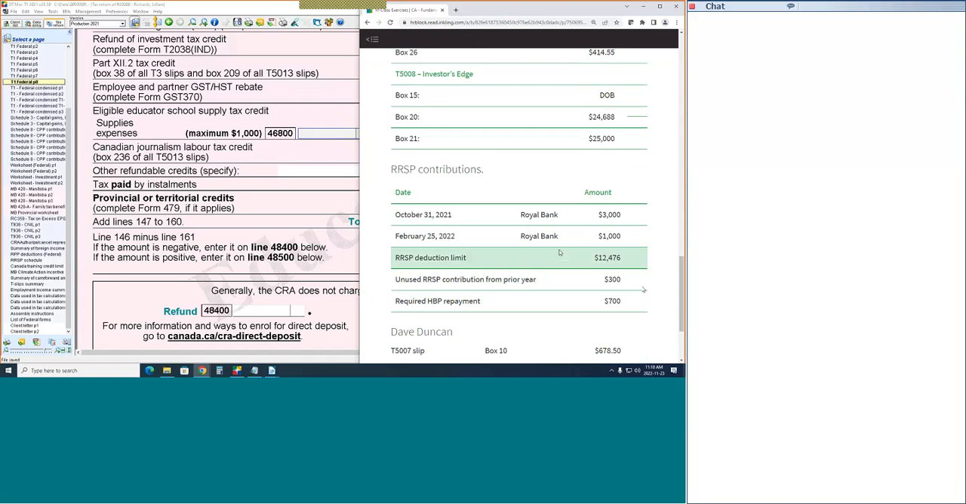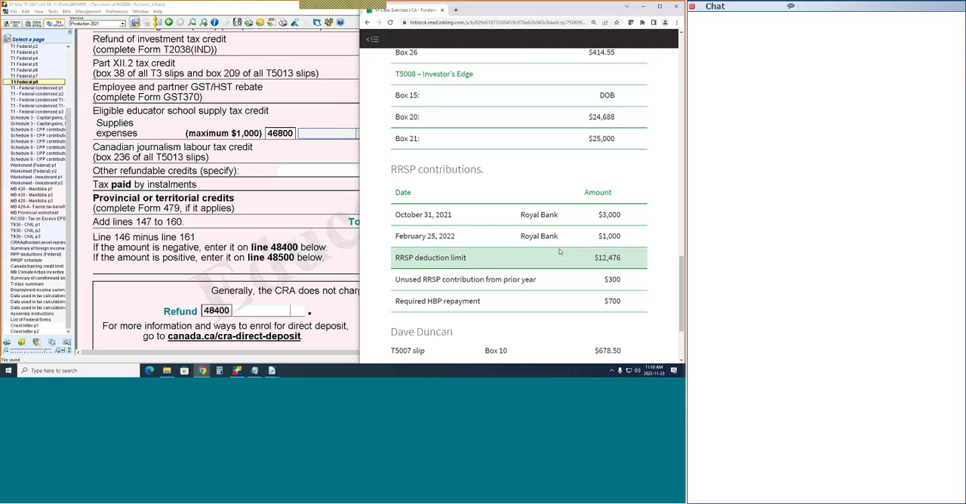We're going to do this one piece at a time, and I'm going to do it in the order that I do it in real life, because if you do this every time, you don't make mistakes. So if you're going to do RSPs for anyone, the very first thing you're going to do is put the RSP limit in, because you need to know that before you do anything else.